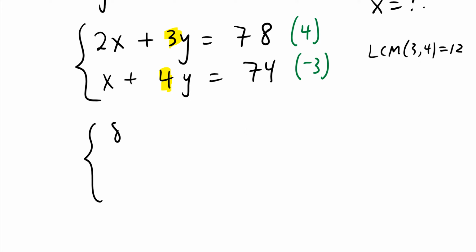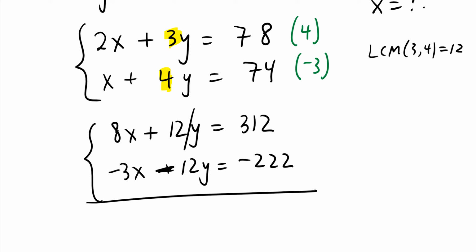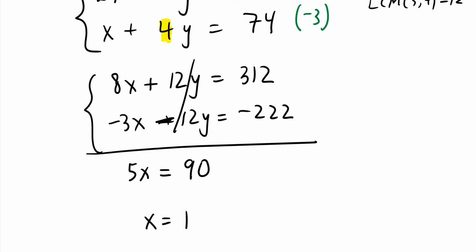2 times 4 is 8x. 3 times 4 is 12y. 78 times 4 is 312. The next one, negative 3 times x, negative 3x. Negative 3 times 4, minus 12y. 74 times negative 3 is negative 222. These cancel out. So you get 5x equals 312 minus 222, which is 90. Then divide both sides by 5. That gives us $18. That's the cost per DVD.